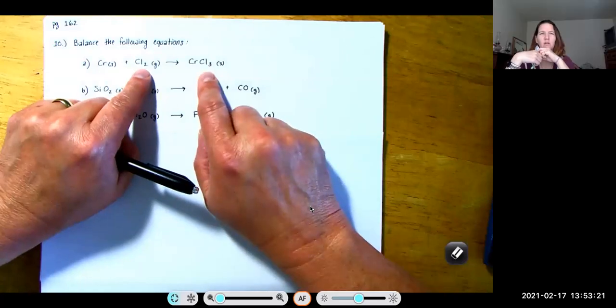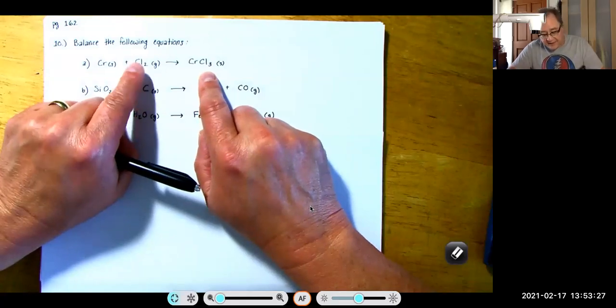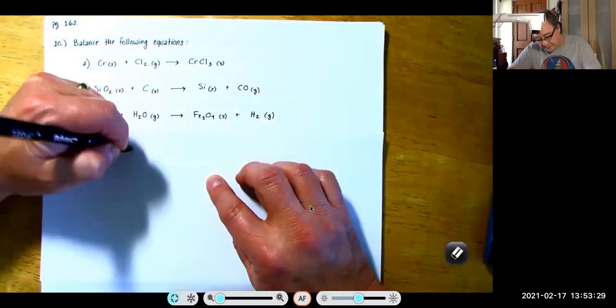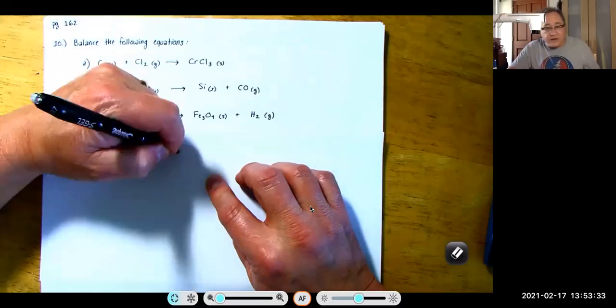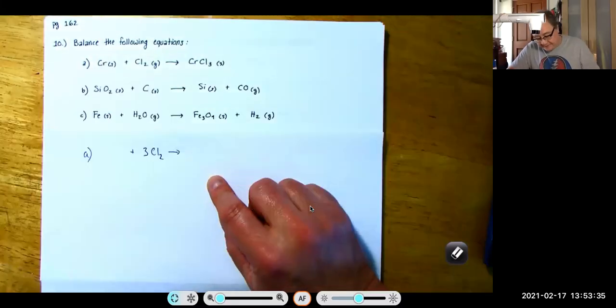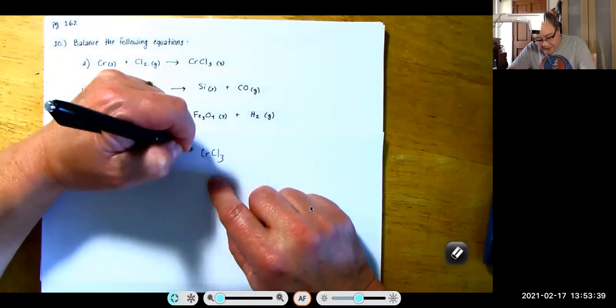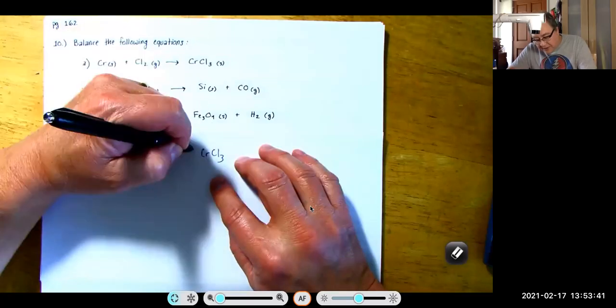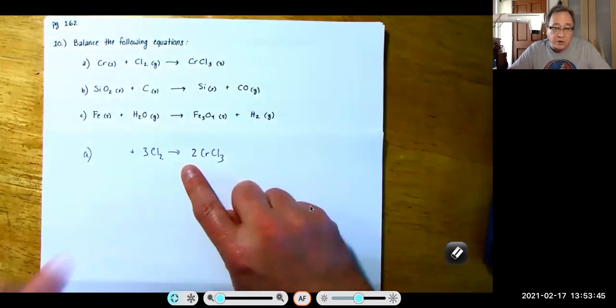So what if I shot for 6 chlorines on the left and 6 on the right? What would I put in front of Cl2? A 3. Okay. And what would I put in front of CrCl3? A 2. Okay, so what we did is we found the smallest number that they both factor into, and we decided I want that many chlorines.